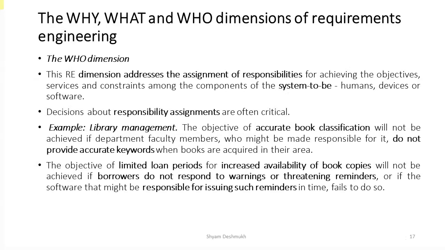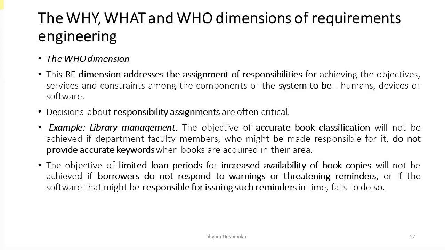The who dimension. This requirement engineering dimension addresses the assignment of responsibilities for achieving the objectives, services, and constraints among the components of the system to be, like humans, devices, or software. Decisions about responsibility assignments are often critical. An important objective, service, or constraint might not be achieved if the system component responsible for it fails to behave accordingly.